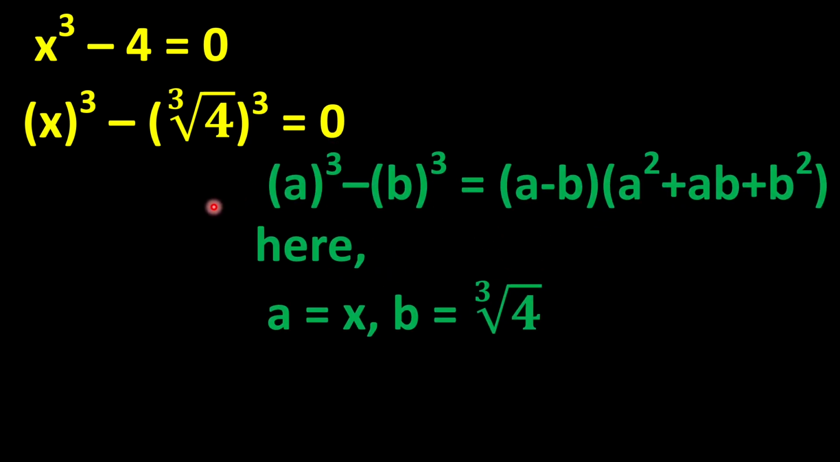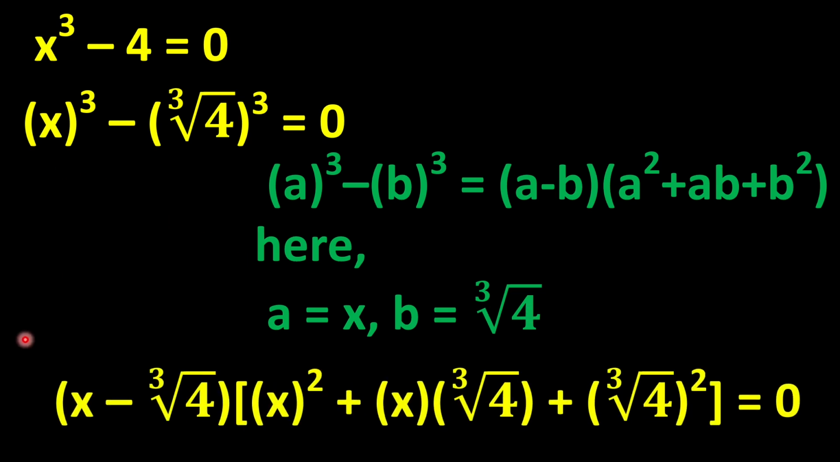And now here we will apply the cube formula, which is in the form of a cube minus b cube. So according to the a cube minus b cube formula, a cube minus b cube equal to (a minus b) into (a square plus ab plus b square). Here a equal to x and b equal to cube root of 4. So let's expand this equation according to this formula. So when we expand, it will become a minus b, and similarly a square plus ab plus b square, which is equal to 0.